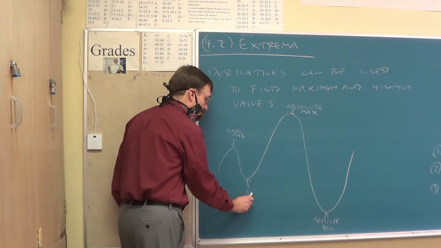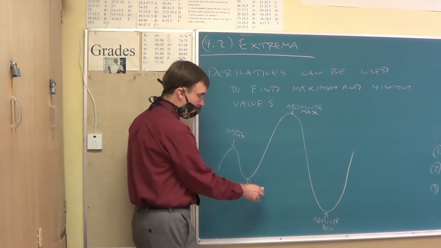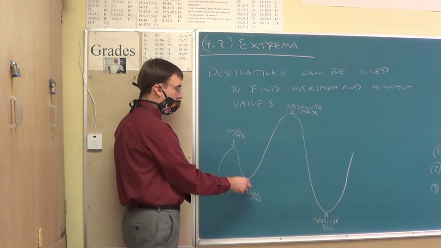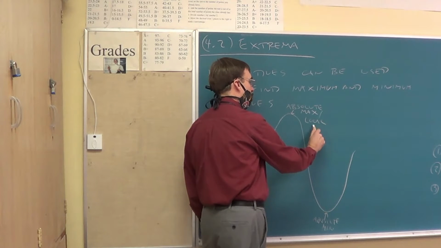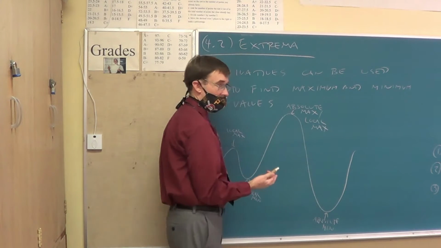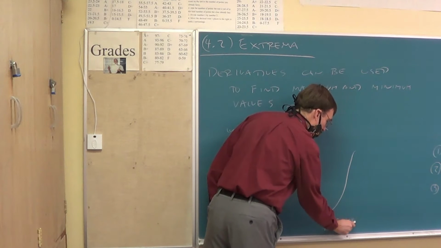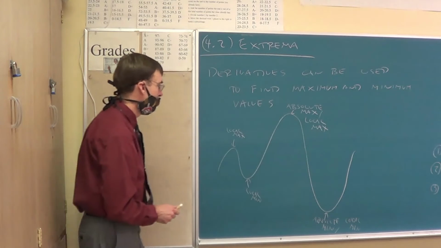This right here would be a local min. Even though it's not an absolute min, because the graph went lower later on, that's the lowest in its area. This would also be a local max. If you're an absolute max, you have to be a local max. And this absolute min would also be a local min. If you're an absolute min, you have to be a local min.